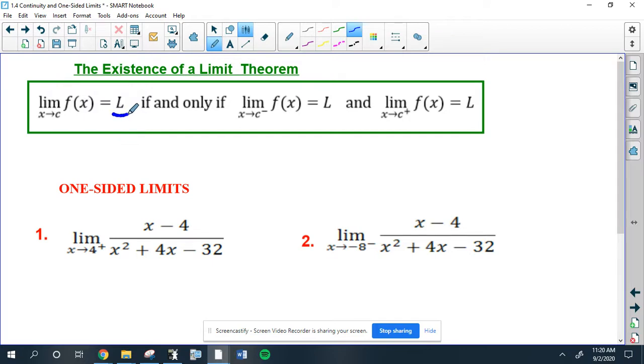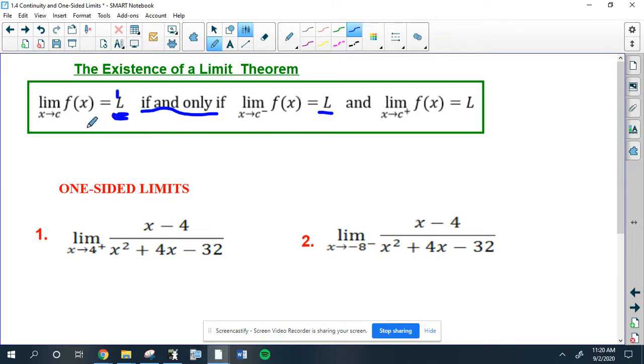it exists and it's a single constant value, if and only if, that's a geometry term, the limit as x approaches c from the left of that function is L, notice the same as this, and the limit as x approaches c from the right of that function is L, notice the same as this. So remember, if and only if from geometry works both ways.